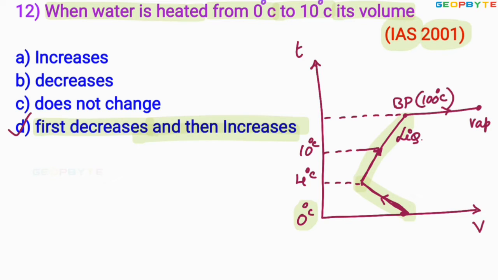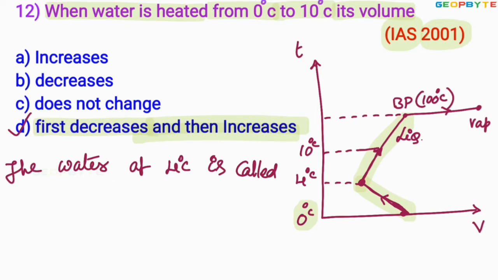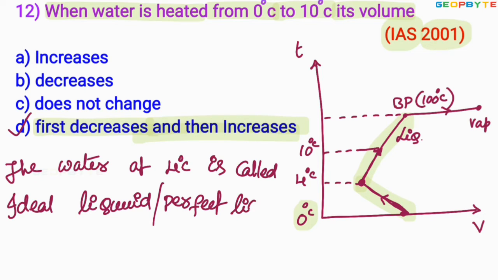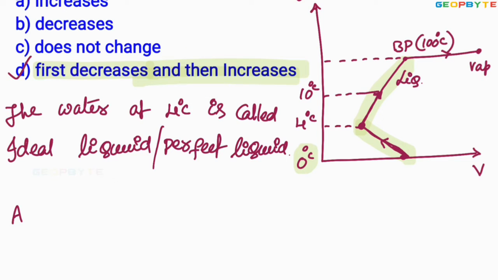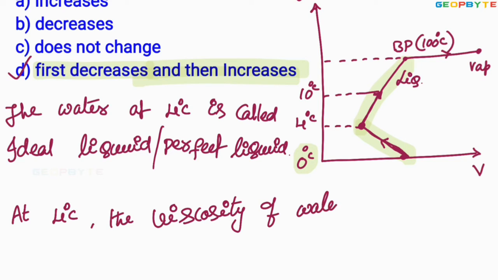And another important point is, the water at this 4 degree centigrade is coming under ideal liquid or perfect liquid. The viscosity of the water at 4 degree centigrade is 0. Let me write that point. The water at 4 degree centigrade is called ideal liquid or perfect liquid. At 4 degree centigrade, the viscosity of the water is 0.